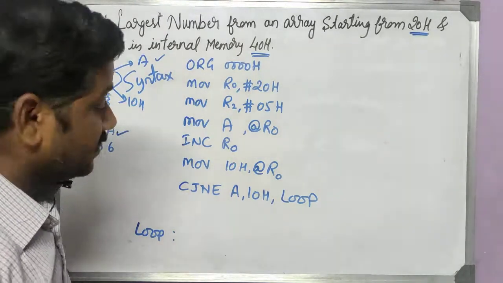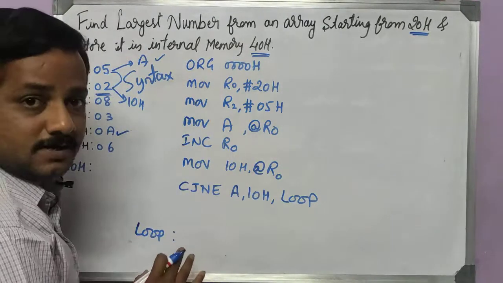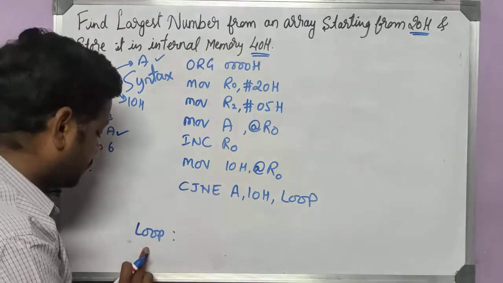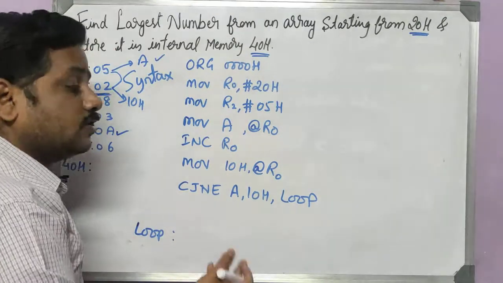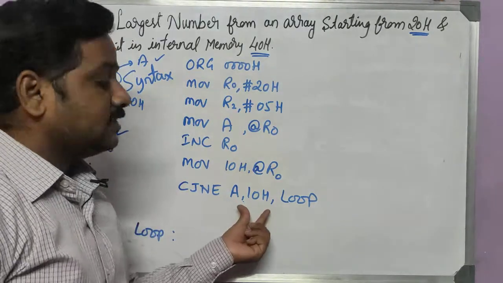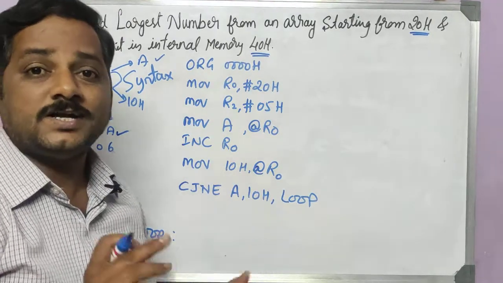Say this is the label. If those two are not equal, I will jump to this line. Now according to this data, these two are not equal, so it will jump to this line, loop. Okay. So what has to be done? Now it is very clear that those two are not equal. So it means that the accumulator content has to be either greater or smaller. So you need to identify that.